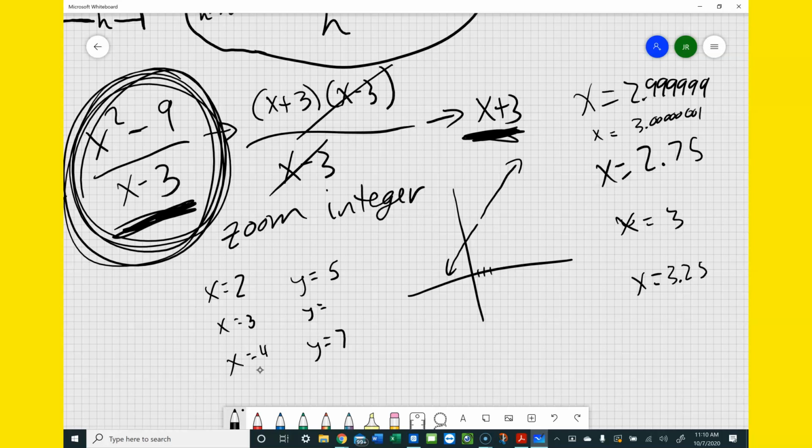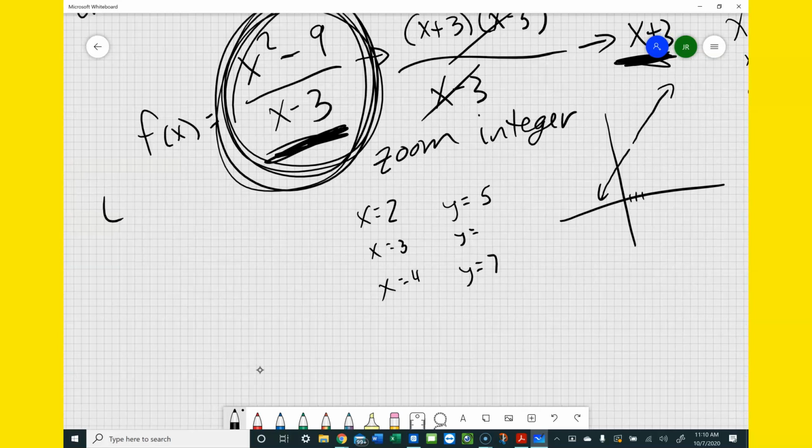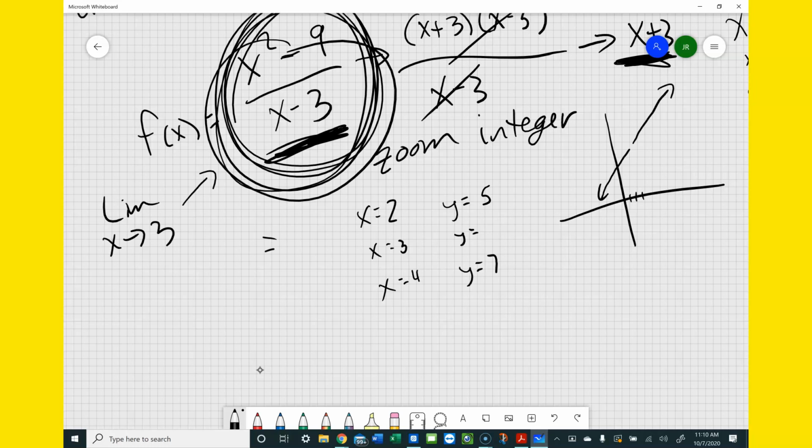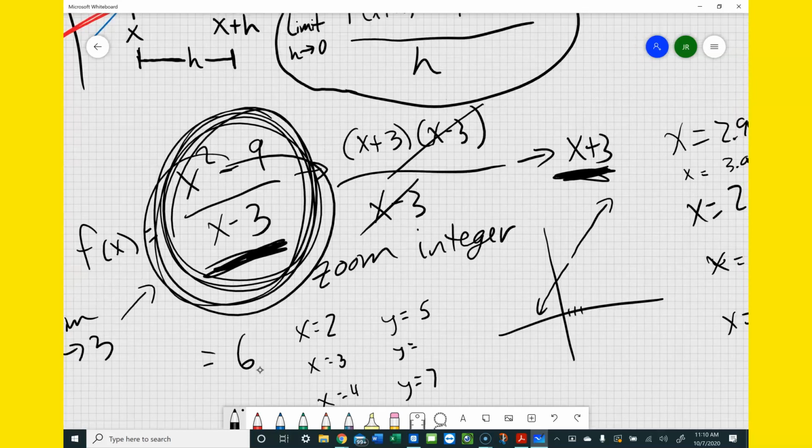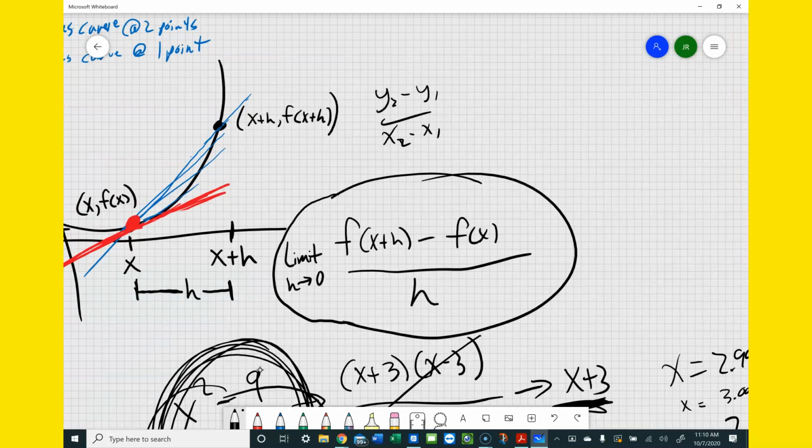You can say that the limit as x approaches 3 of this function is equal to 6. That's the language and the concept that Newton emphasized when he did this limit. He said, I might not be able to do it when h is 0, but I can do the limit as h approaches 0.